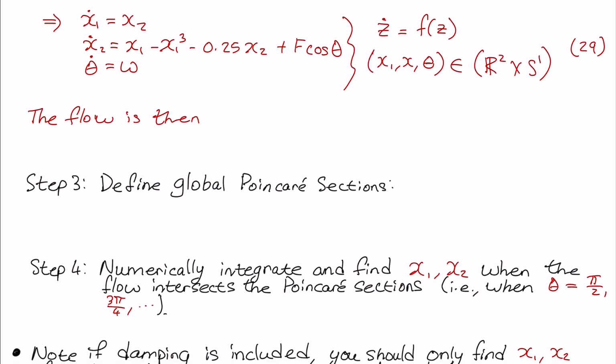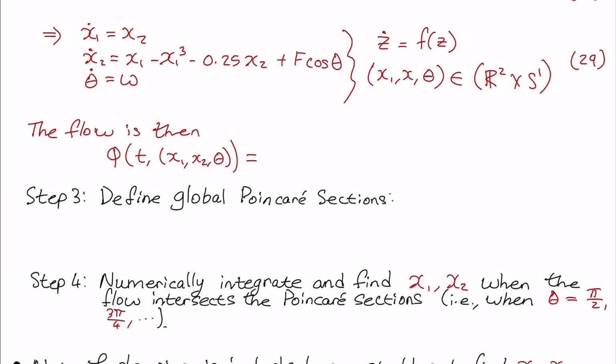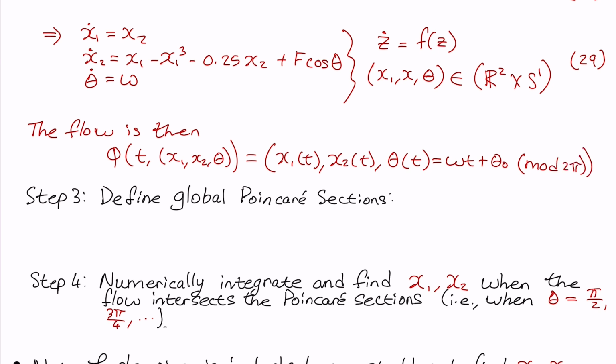So then the flow, if you wanted to describe the flow, we could say that phi of t comma x1, x2, theta is equal to x1 of t, x2 of t, theta of t, which is then equal to omega t plus some theta 0. And this lives in mod 2 pi, meaning that theta goes from 0 to 2 pi and then wraps back.